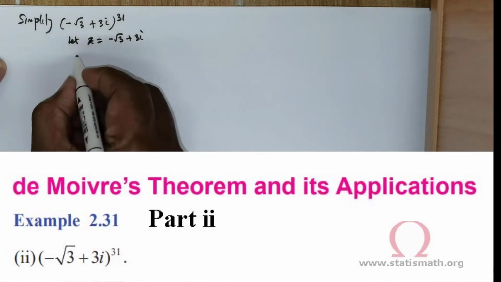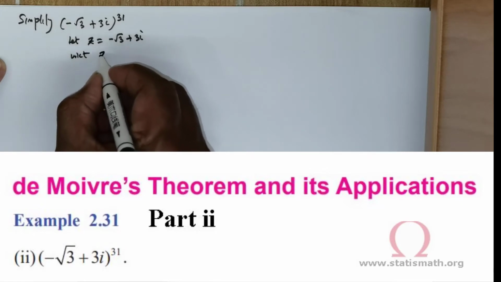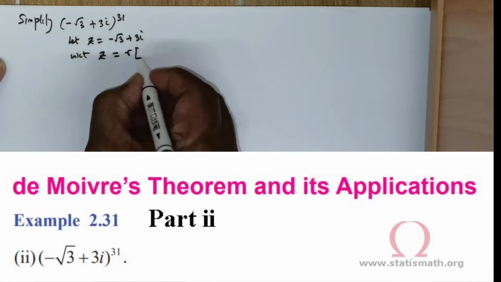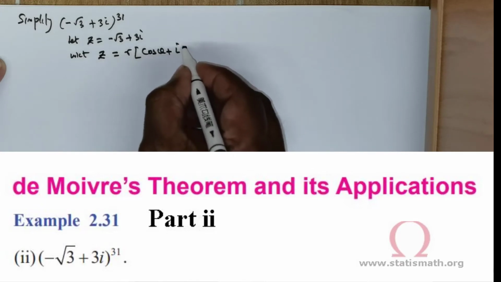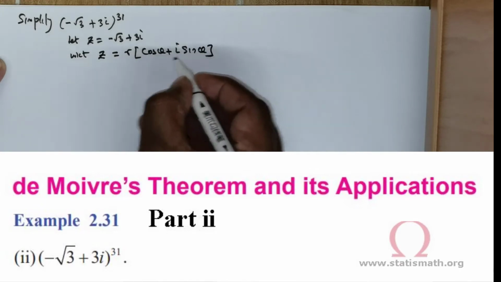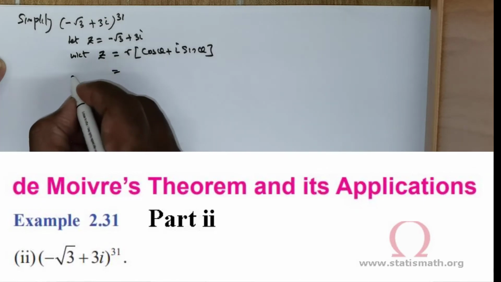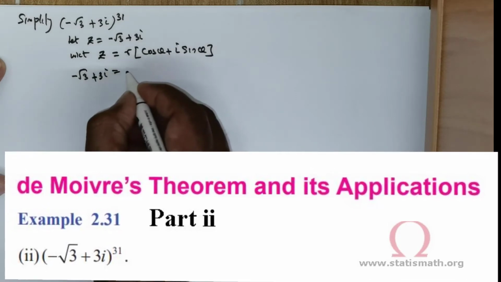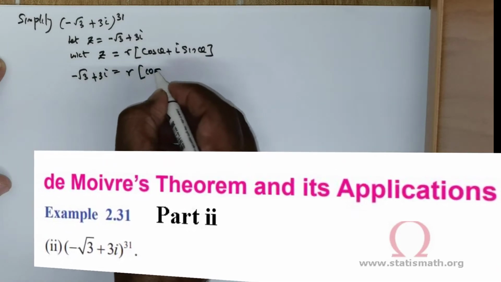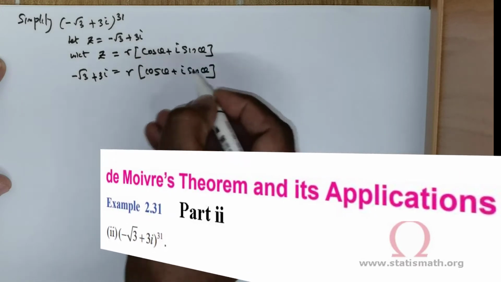Now, we know that any complex number z can be written as r times cos theta plus i times sine theta. Because of this, I can rewrite negative root 3 plus 3i as r of cos theta plus i times sine theta.